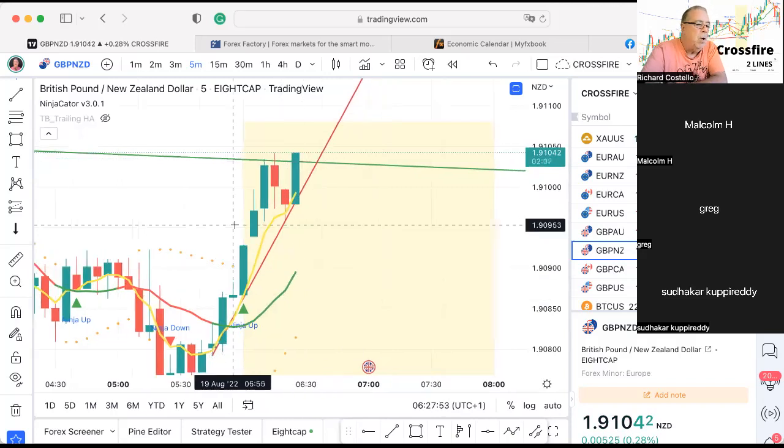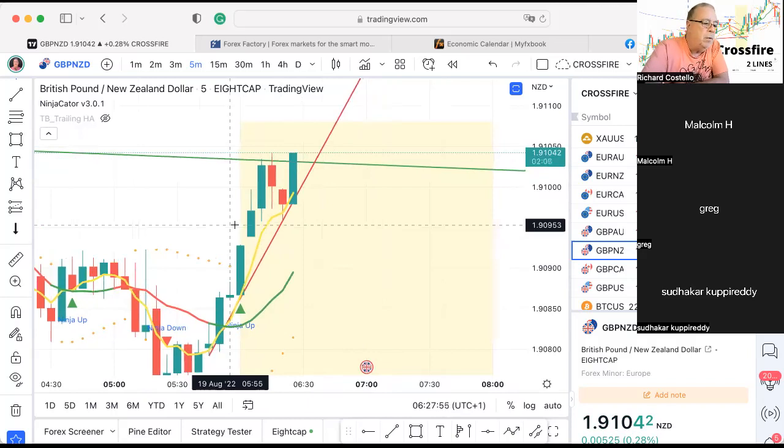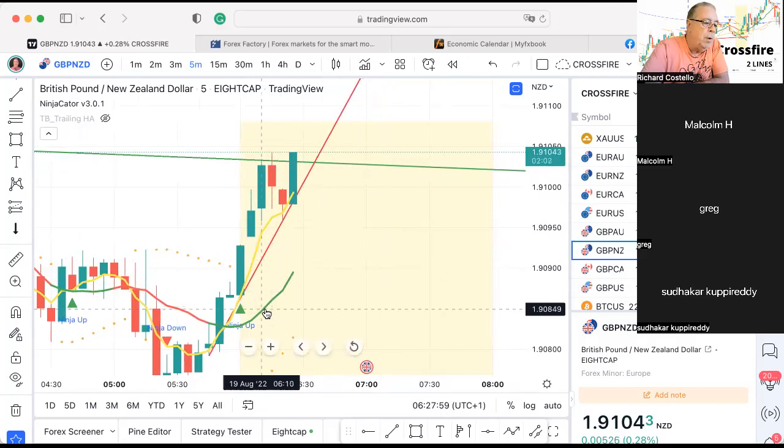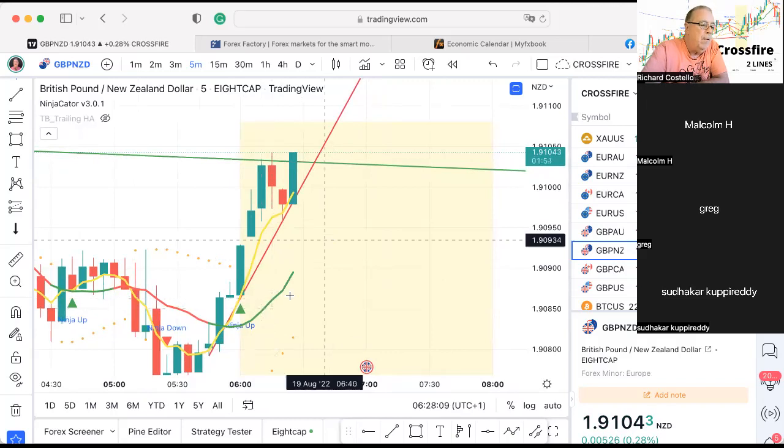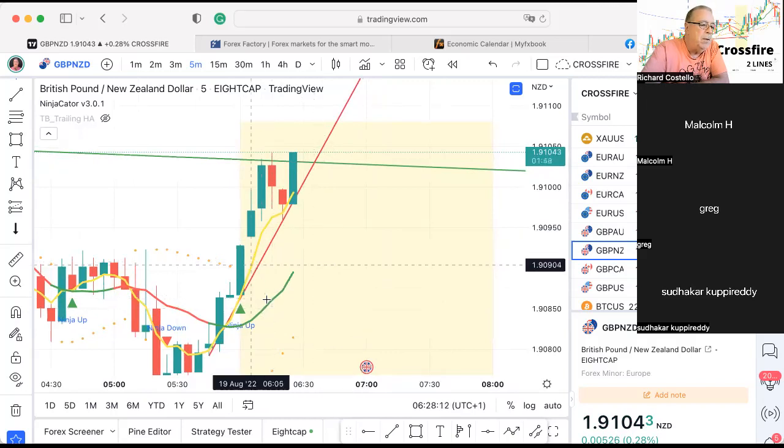I need to know whether the 5 moving average, A, is above the 13 moving average or below it, and B, is the gap actually widening? Because that's a strong sign that price is moving up or down. So get used to the idea that you need to look at the widening gap.